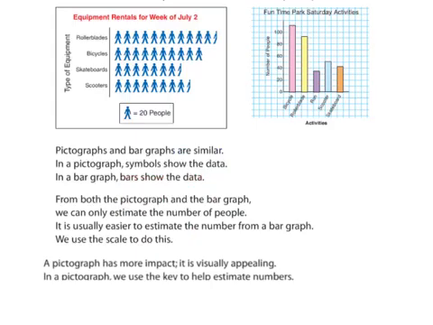All right. Pictographs and bar graphs are similar. They both show data. In a pictograph, the symbol shows the data. In a bar graph, the bar or the box, square, shows the data. For both the pictograph and the bar graph, we can only estimate the number of people. And it's usually easier to estimate the number from a bar graph because we can use the scale to help us figure that out. A pictograph is nice because it's more visually appealing. It's nicer to look at.